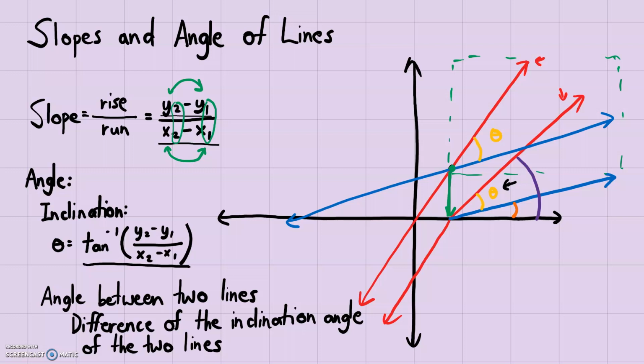You're just finding the bigger angle, I guess, the angle of inclination that is bigger, and then subtract the smaller angle of inclination from that to get the angle in between. Okay, so that's how you can find the angle between those two lines.